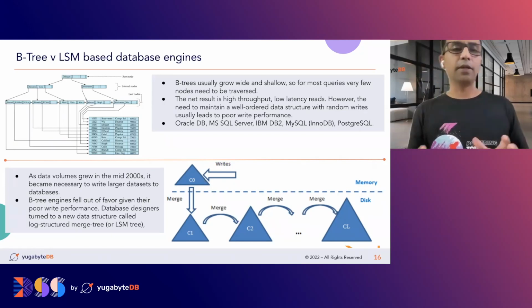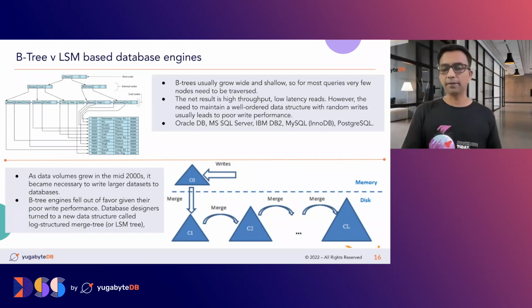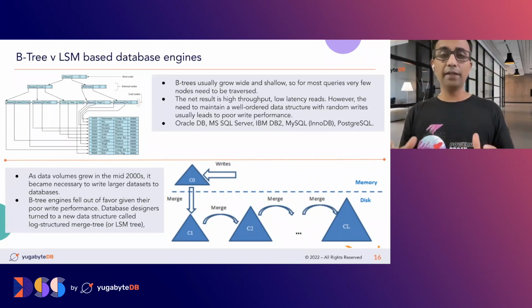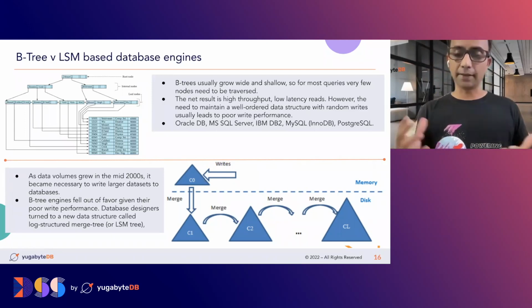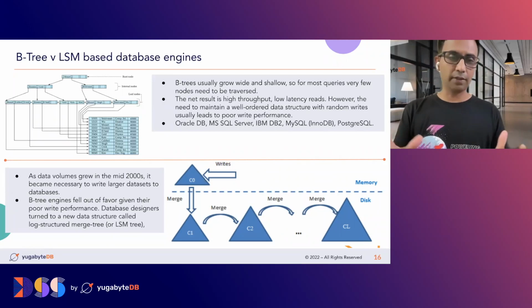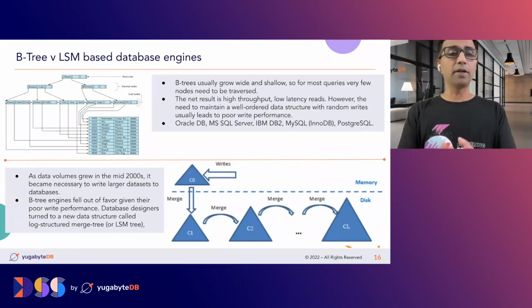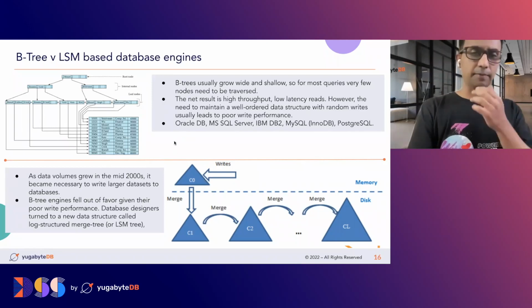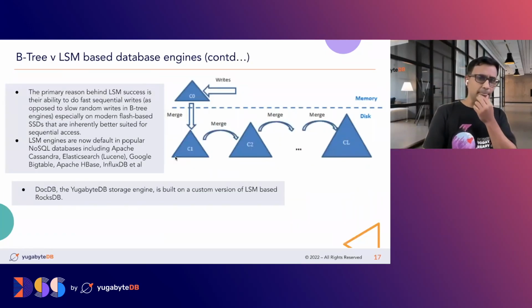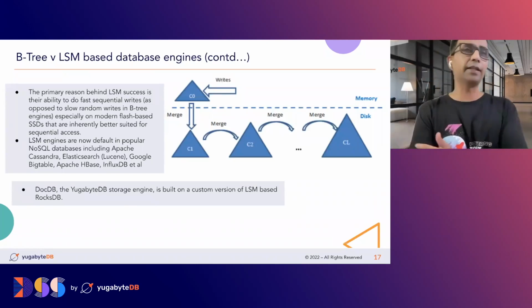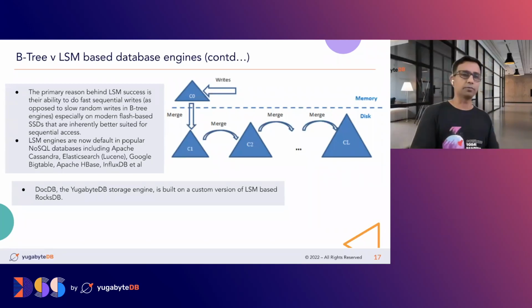Now, in the 2000s, as data explosion happened, there was a need to find something better than B-tree, and LSM was born, or rather, it got more mainstream usage, and most of the modern databases now tend to look at LSM or use LSM. LSM stands for log structured merge tree, a tongue twister sometimes. The primary reason behind LSM's success is that it can do fast sequential writes as opposed to slow random writes when it comes to B-tree.